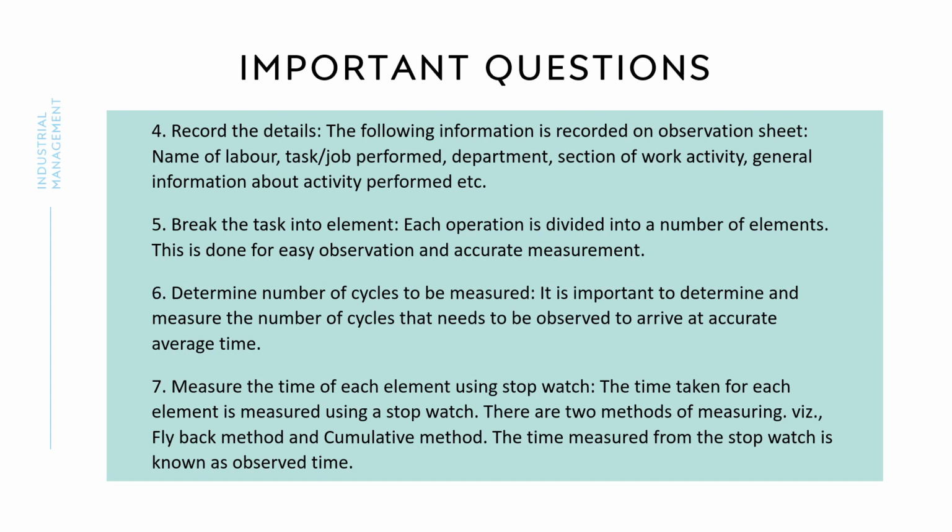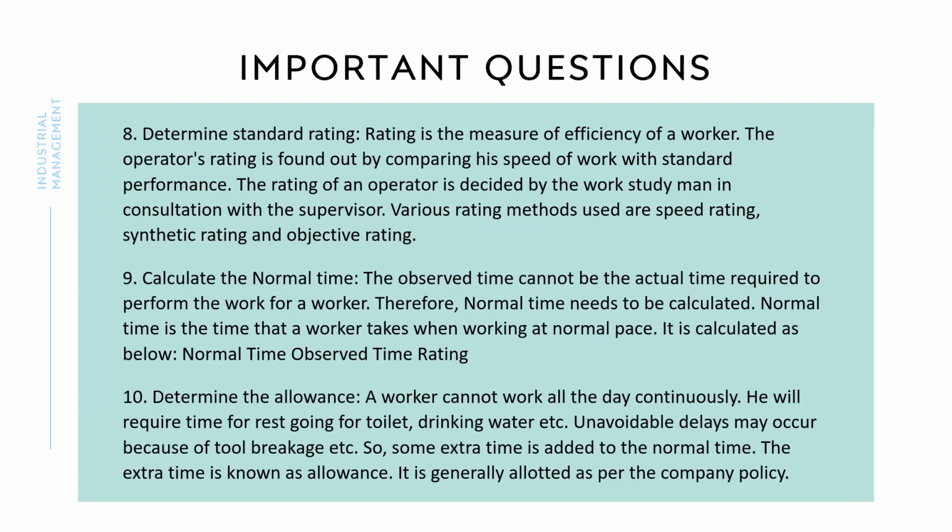7. Measure the time of each element using stopwatch. The time taken for each element is measured using a stopwatch. There are two methods of measuring, viz., flyback method and cumulative method. The time measured from the stopwatch is known as observed time. 8. Determine standard rating. Rating is the measure of efficiency of a worker. The operator's rating is found out by comparing his speed of work with standard performance. The rating of an operator is decided by the work study man in consultation with the supervisor. Various rating methods used are speed rating, synthetic rating, and objective rating.